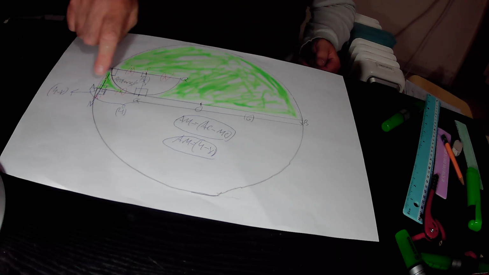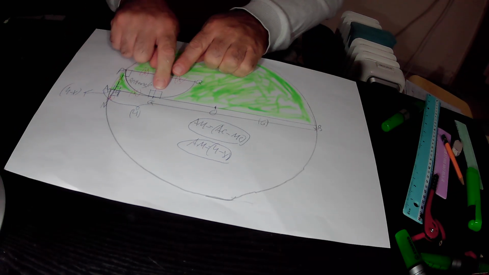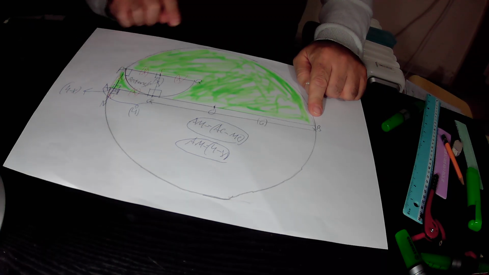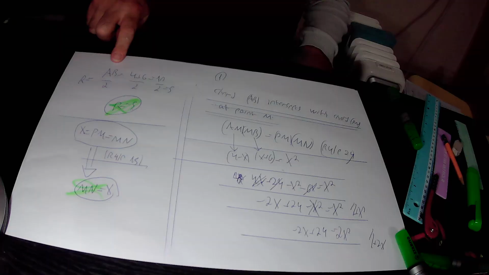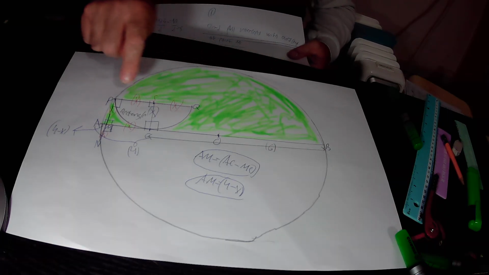AB is the diameter of this big semicircle. AB in total equals AC, that is 4, plus CB, that is 6. So in total, AB equals 4 plus 6, that is 10. So the diameter AB of this big semicircle equals 10 units in length. Therefore, the radius must be equal to half of the diameter, that is AB over 2, that is 10 over 2, which is 5. So the radius R of this big semicircle equals 5 units in length.